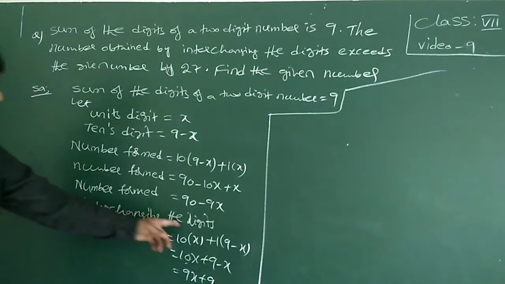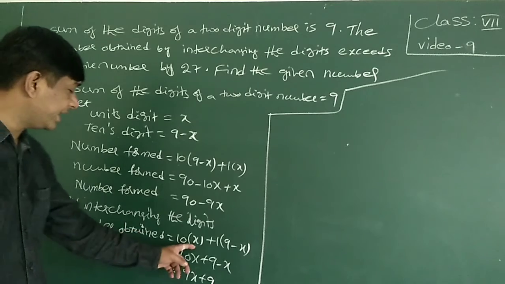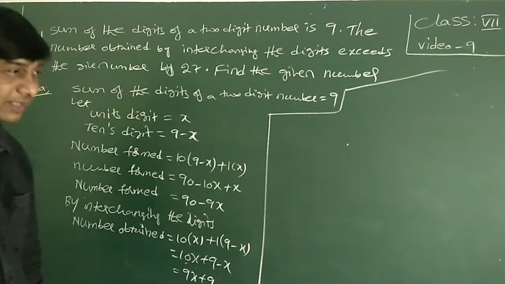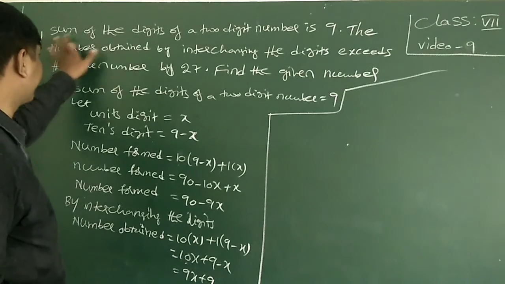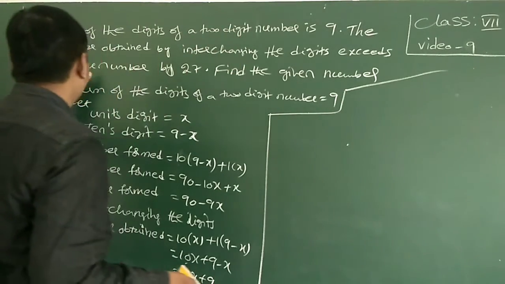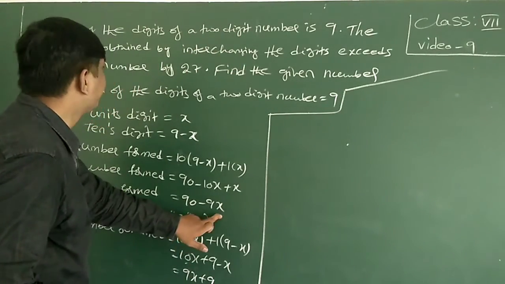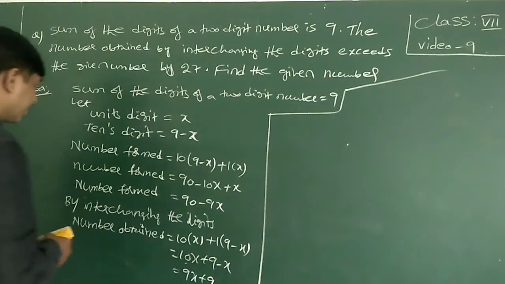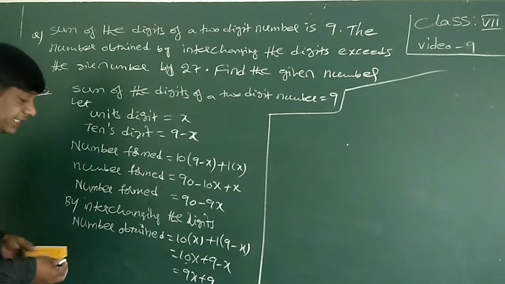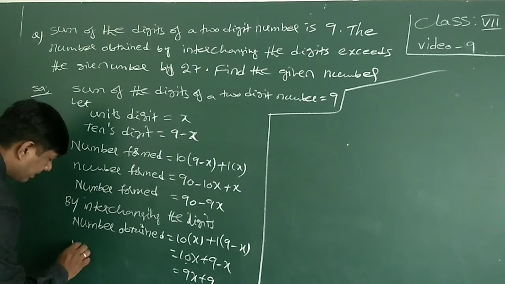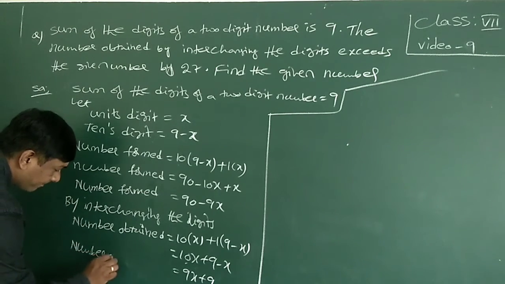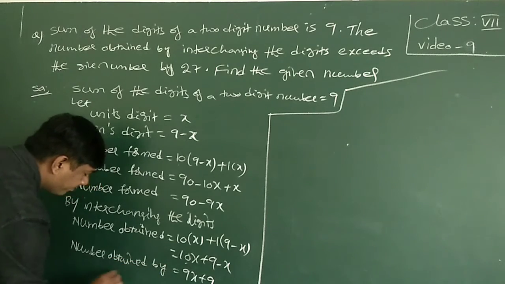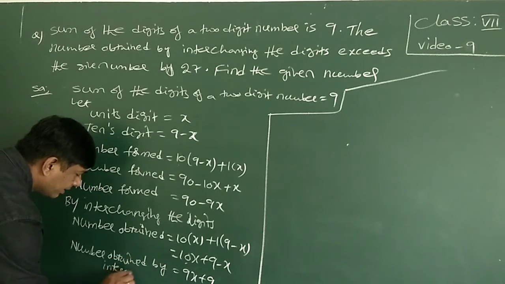By interchanging the digits, the number obtained is 10x plus 9 minus x, that is 9x plus 9. Now I got this one. I wrote the original number, and after that, the number obtained by interchanging the digits also I got.